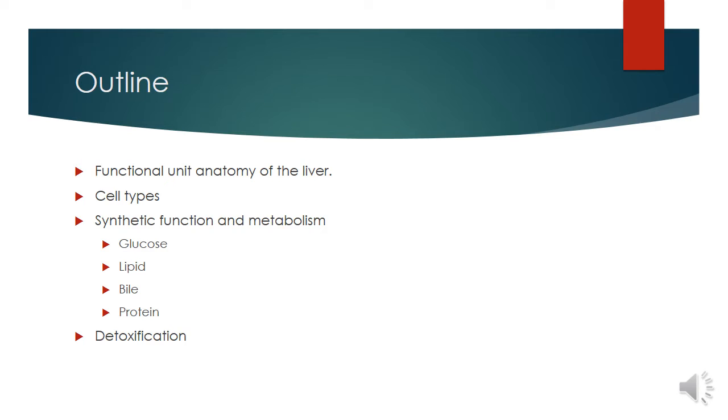We're going to cover a number of different topics today. We're going to start off with just a quick overview of the functional anatomy, or the anatomy of the functional unit of the liver, and then we're going to go through all the different cell types that are in there so that you have an understanding of the layout and the histology of the liver. Then we're going to get right into the meat of the matter and talk about the synthetic function and metabolism of the liver, including its metabolism of the glucose, lipid, bile, and protein systems. And then finally finish off with probably one of the more important aspects of liver function, its role in detoxification.